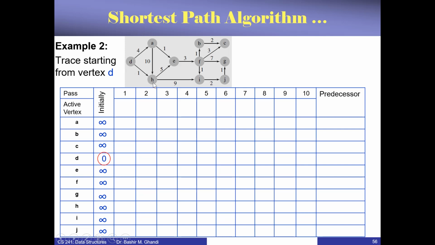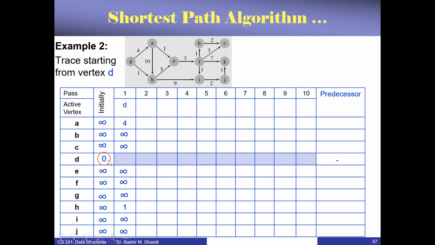0 plus 1 is 1. So obviously 4 and 1 are better than infinity. Therefore for A we will put 4, and for H we will put 1, but for all the others we cannot reach, so just put infinity. Okay, so this is what you have.